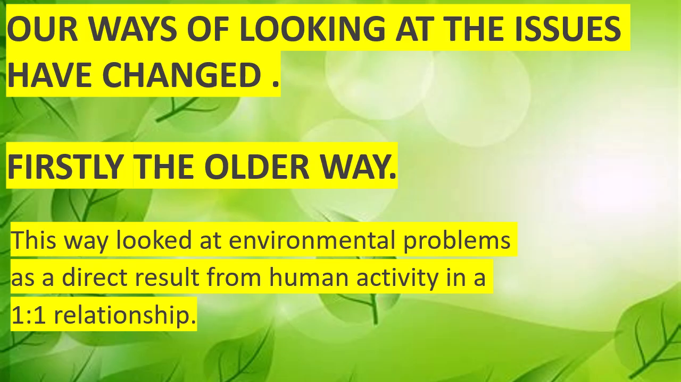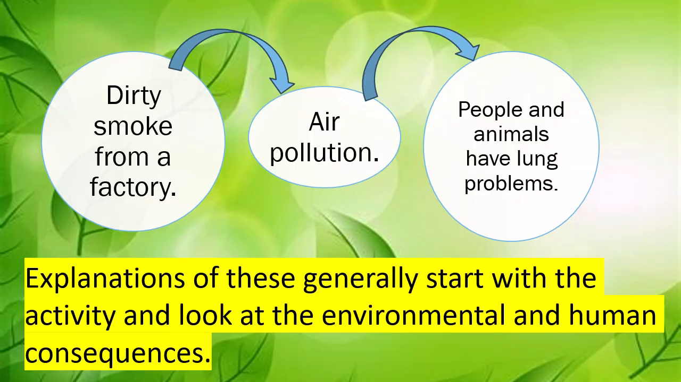Firstly, the older way. This way looked at environmental problems as a direct result from some human activity, a one-to-one relationship. So it was like this. You had dirty smoke from a factory going into the air, causing air pollution. Because of that, people and animals had lung problems. So explanations generally start with the activity, the smoke from the factory, and then they look at the environmental and the human consequences.